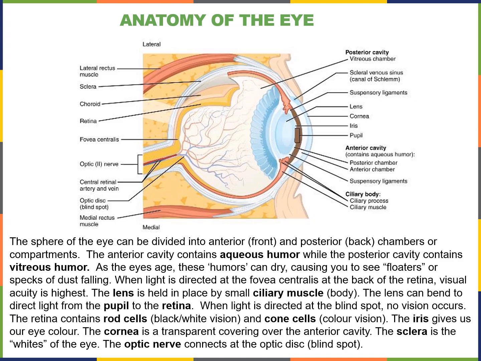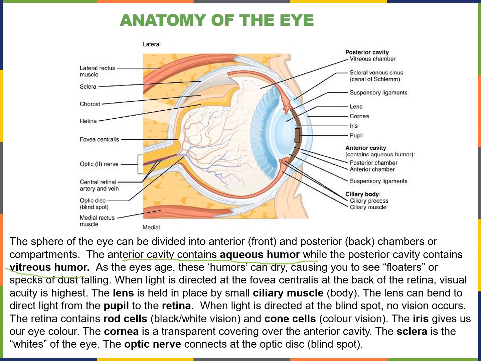It can be dark, it can be medium bright, and it can be very bright. So let's take a look. The sphere of the eye can be divided into an anterior and a posterior chamber or compartment. The anterior cavity contains aqueous humor. Now, the word humor in biology means fluid. It's actually a very ancient word. But aqueous, I think if you've done enough science, you know aqueous usually means like a liquid, aqueous humor, while the posterior cavity contains vitreous humor.